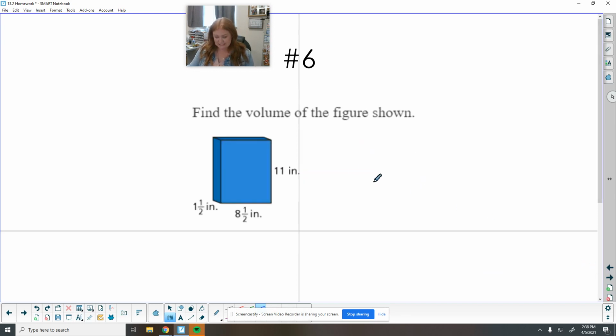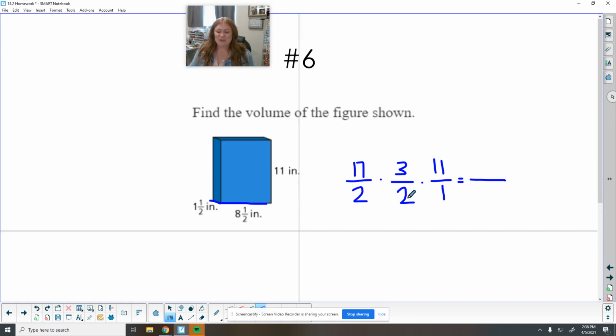Okay, number 6, we've got this shape we're finding the volume of. So our length is 8.5, which is 16 plus 1 is 17/2. And our width is 1.5, so there's 2, 3/2. And it's out of 11/1. So notice 2 can't go into any of these because they're not even. So we're going to do 17 times 3 times 11 to get our numerator.